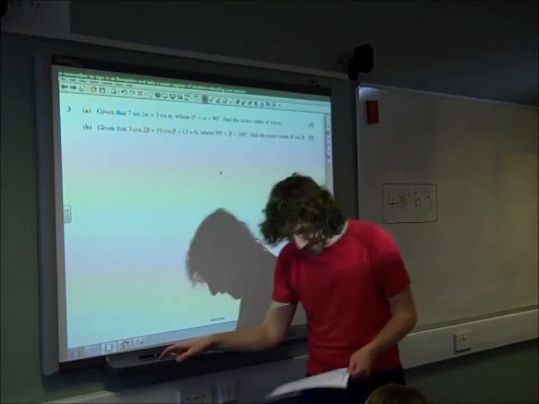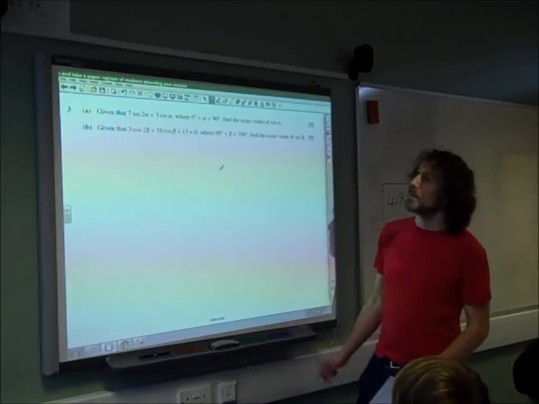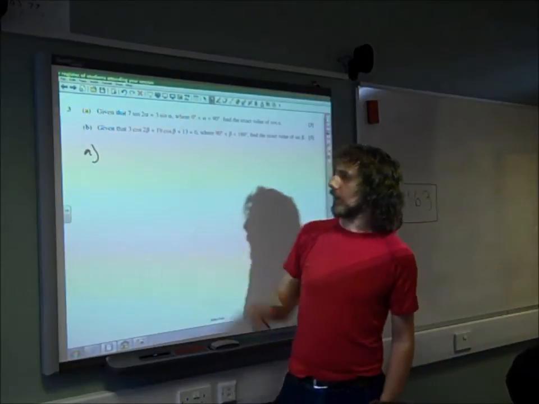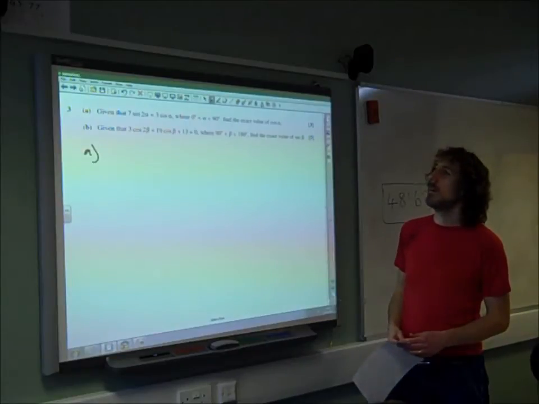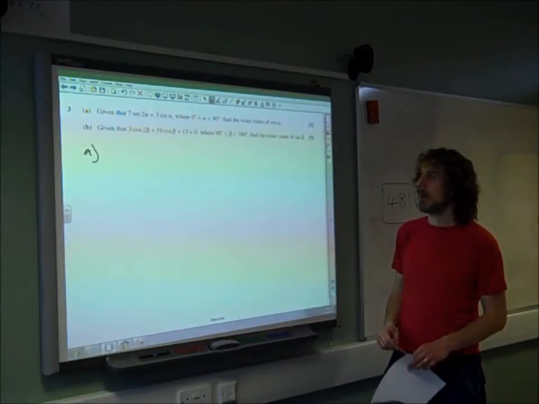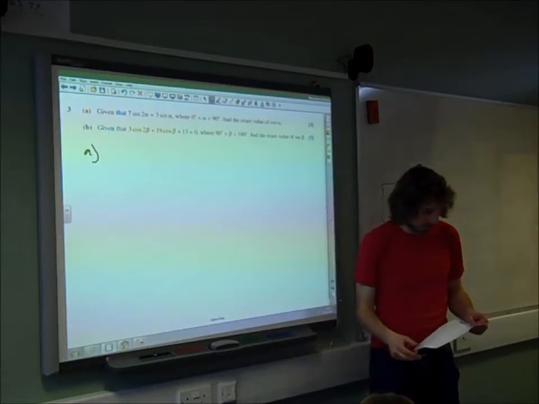Great. So this is question 3 from Summer 2011, core 3. Part A. Given that 7 sine 2 alpha equals 3 sine alpha, where alpha is between 0 and 90, find the exact value of cos alpha. Okay?